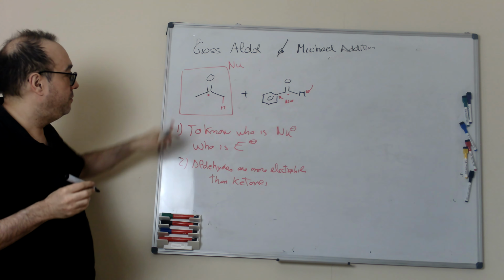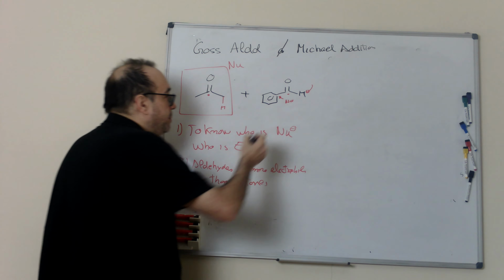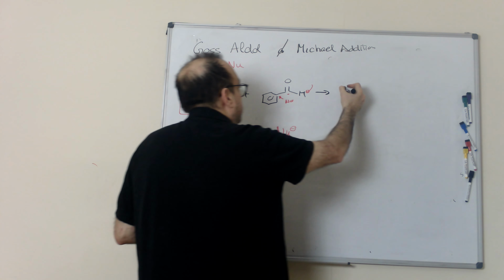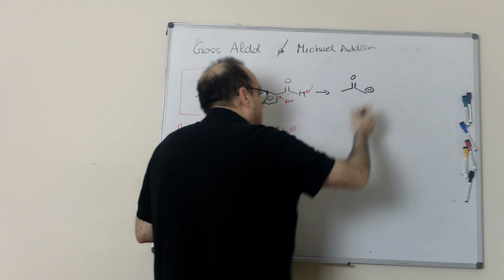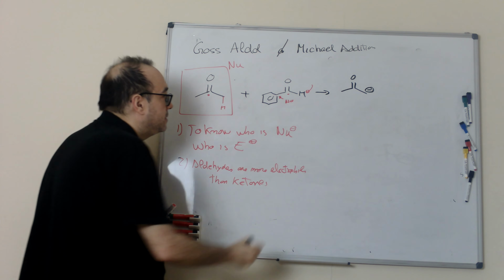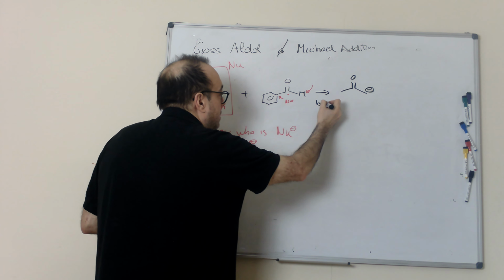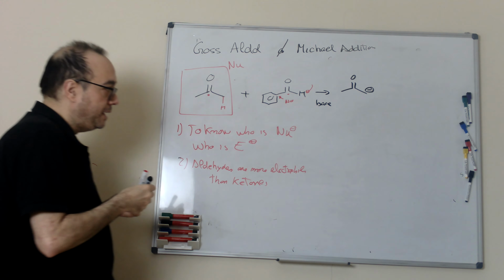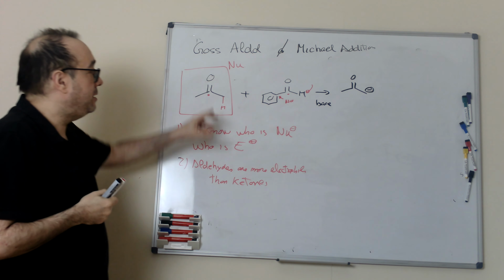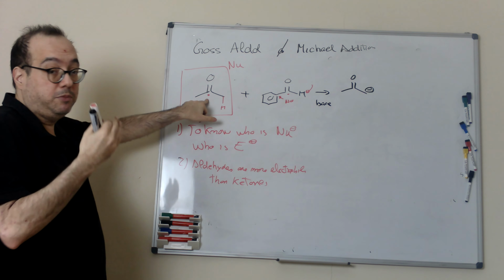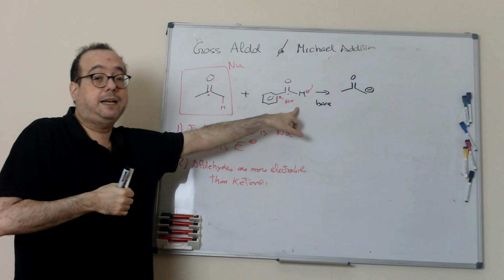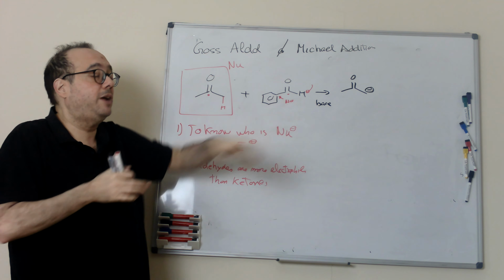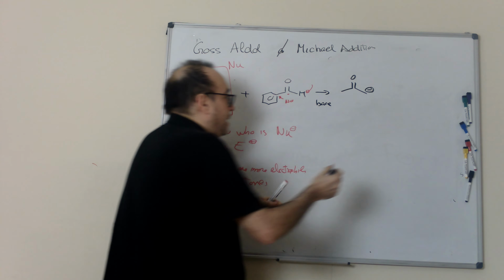That means, first step, if we are in basic media, we form an ion with a base. We form the enolate, and then this enolate can attack itself, can attack another molecule of the ketone, or a molecule of the aldehyde. But we know that this molecule is more reactive. That means that it will attack the aldehyde.